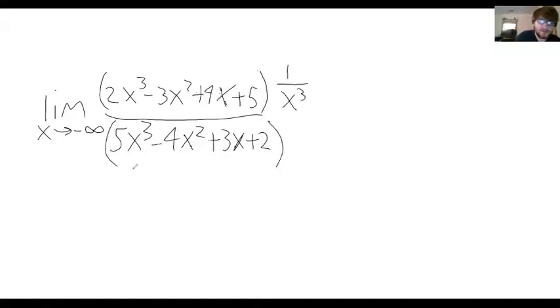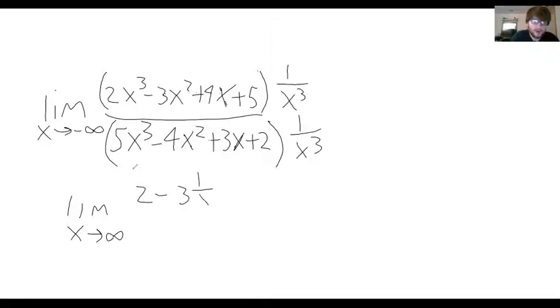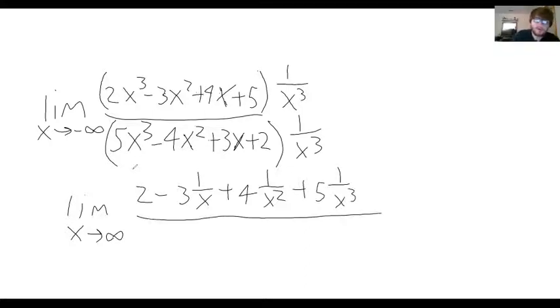So we can just go ahead and multiply both by 1 over x cubed. So the top and the bottom. So if we evaluate this, we're going to get, let's rewrite the limit. We're going to get that this is equal to 2, since x cubed is going to cancel out, minus 3 times 1 over x plus 4 times 1 over x squared plus 5 times 1 over x cubed. Apply the same thing to the bottom. 5 minus 4 times 1 over x plus 3 times 1 over x squared plus 2 times 1 over x cubed.